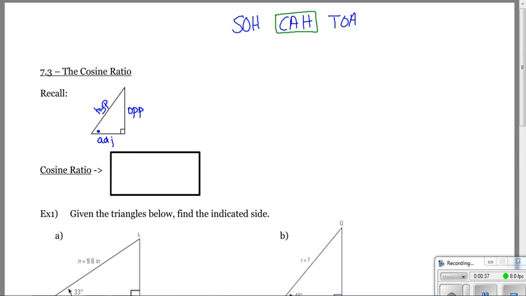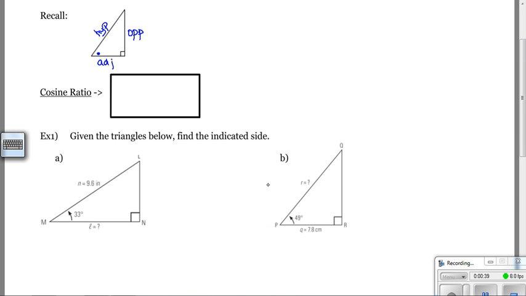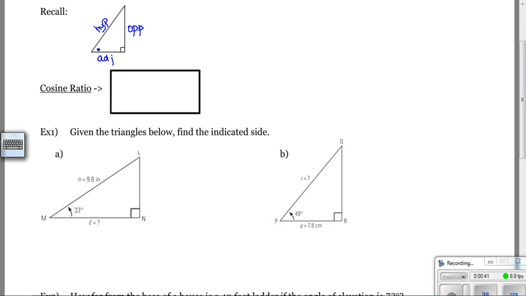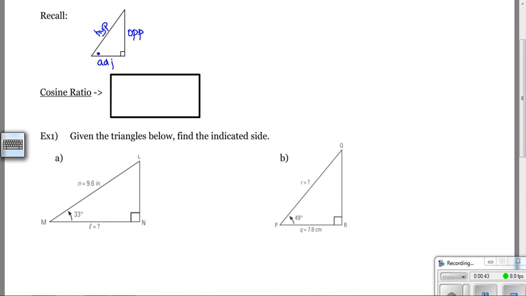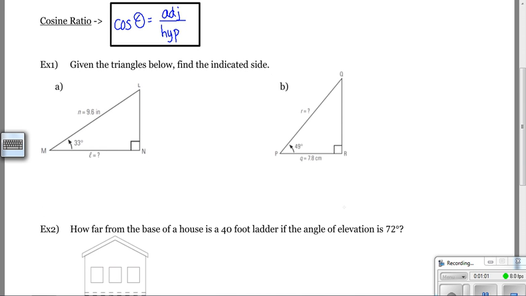Alright, so cosine is very similar to sine, except you have a different fraction, but again, it's still the same concept. So you have cos theta equal to adjacent over hypotenuse. Again, same thing. So let's solve this. Given the triangles below, find the indicated side.